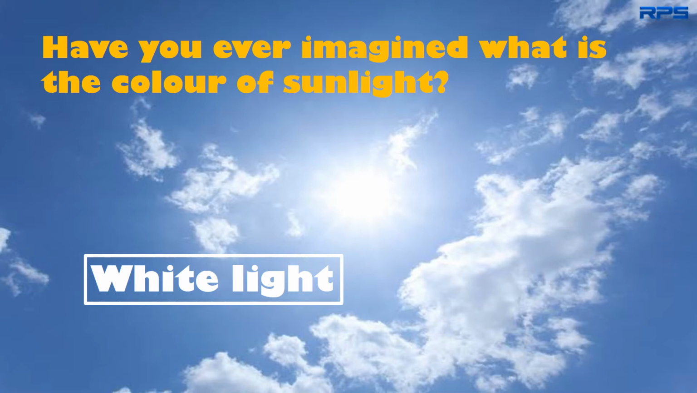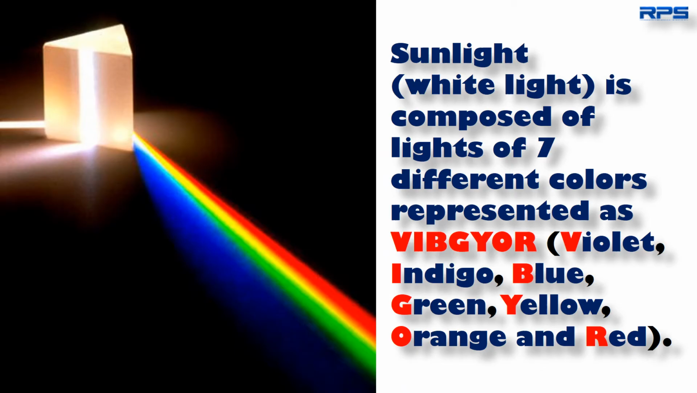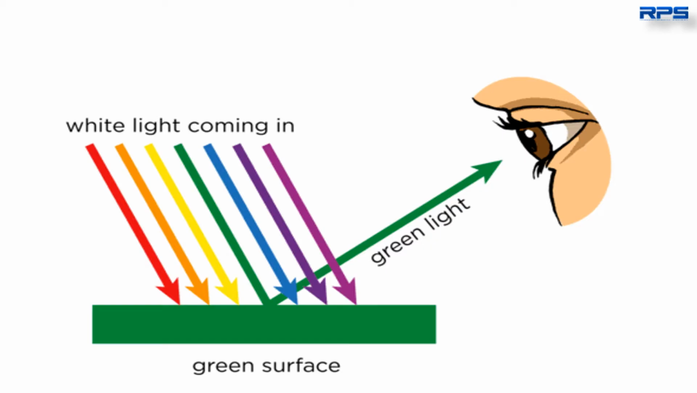We know that light enables us to see objects and also that sunlight is white in color. Then why objects appear to have different colors? Try to recall what we have studied about the characteristics of light. White light is composed of lights of 7 different colors. When white light falls on an object, the object absorbs most of the light and reflects light of only a specific color.